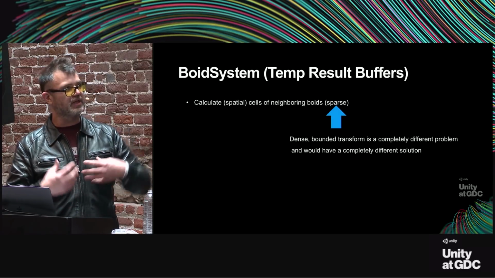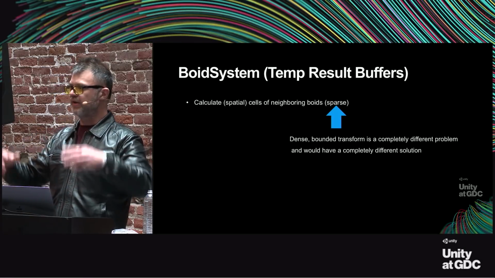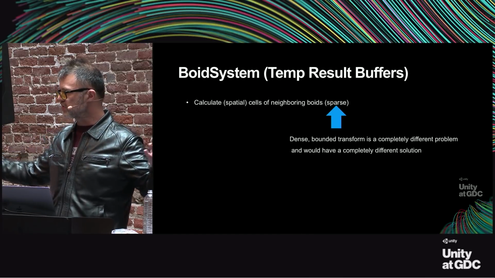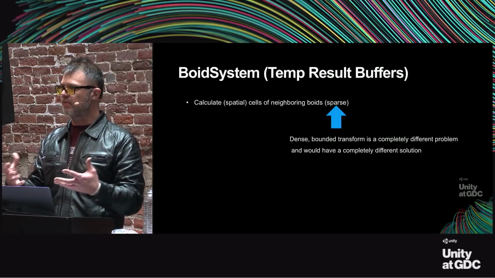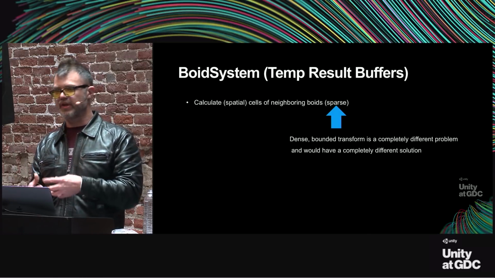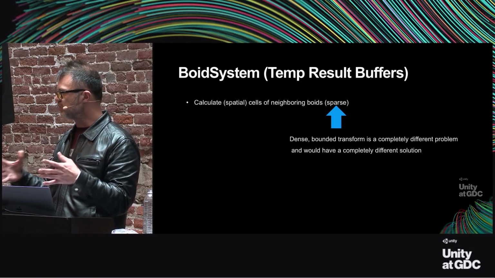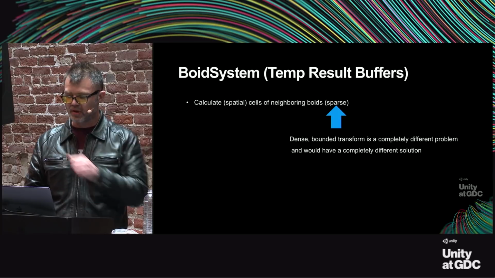So the important thing here, in this particular problem, we've decided to go with a sparse solution. So the Boyds move around however distant they want and however far from each other they want, so it's a sort of sparse grid, right? If you were doing a dense bounded grid of things, that problem would be completely different. You would approach it differently. You may have something like a 3D texture where you have a bounded space that you can do it in. But because we decided to go with the sparse solution, it's a completely different approach.